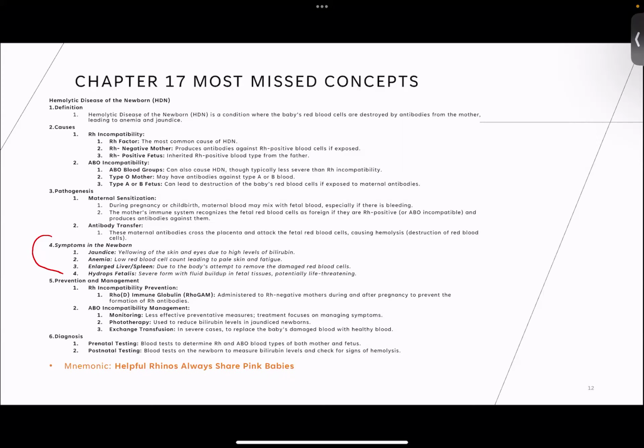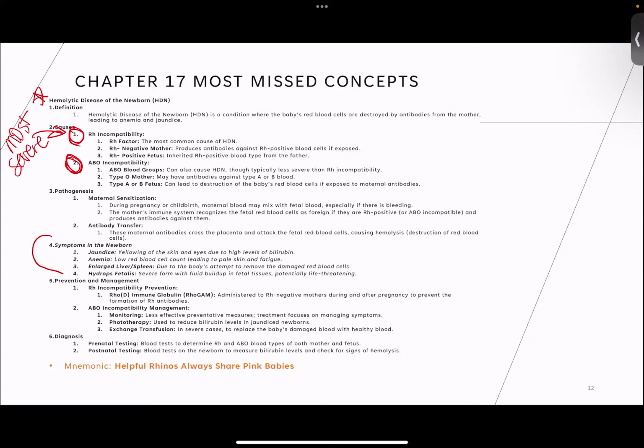And then hydrops fetalis is a fluid buildup in fetal tissues due to the inflammatory response caused by the damaged red blood cells. Hemolytic disease of the newborn can usually be caused by any blood type discrepancy, so any rejection of blood type. It could be due to RH or ABO compatibility, but it is more severe with RH, and that's why we're focusing on that.